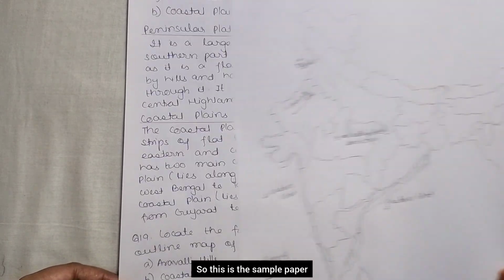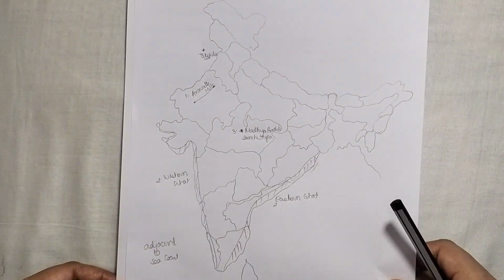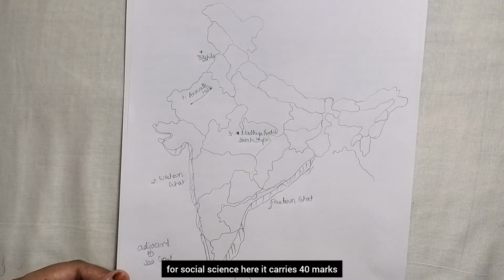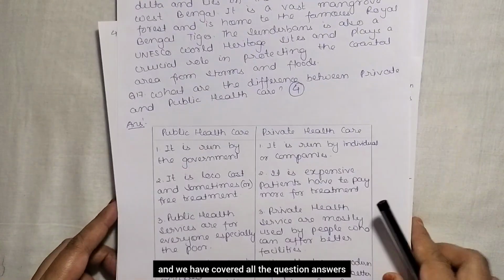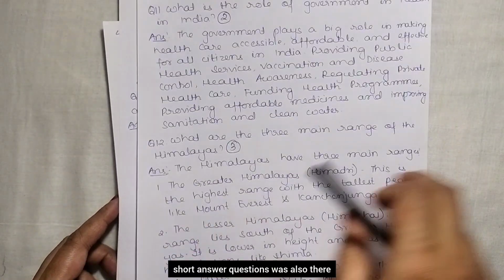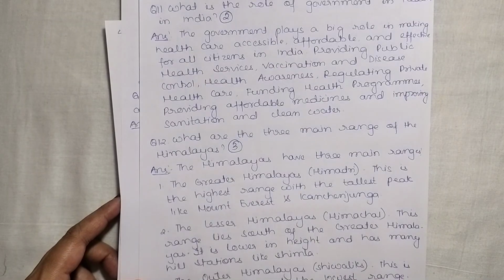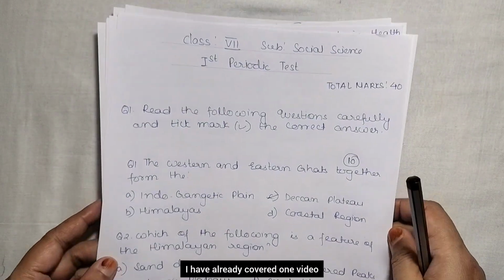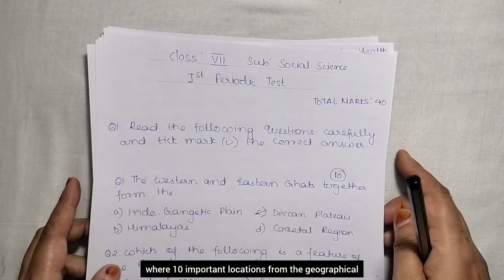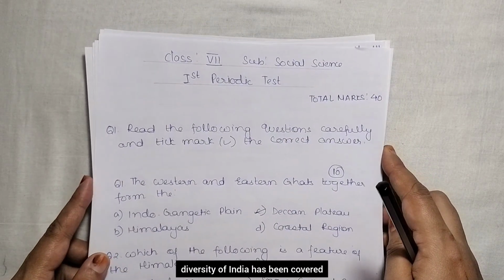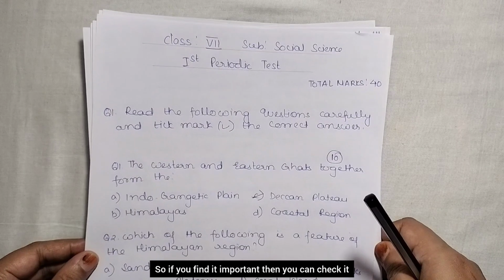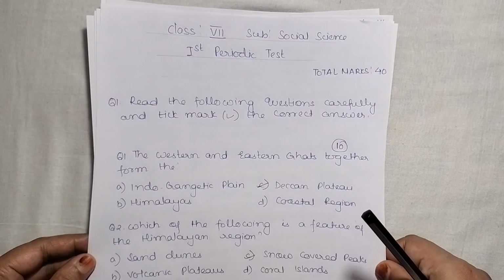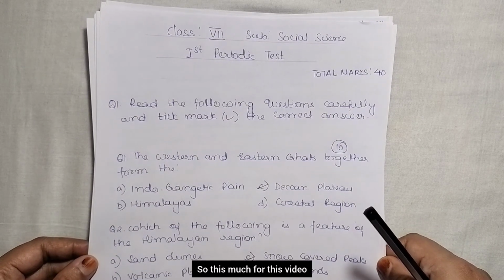So this is the sample paper for social science. Here it carries 40 marks and we have covered all the question answers. Map work was also there, short answer questions were also there. Apart from it, I have already covered one video where 10 important locations from the geographical diversity of India have been covered. So if you find it important, then you can check that one also, right? So this much for this video.